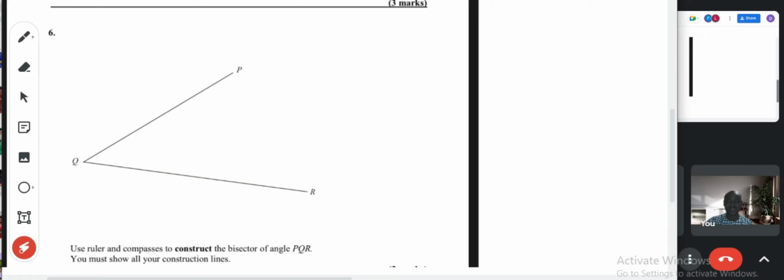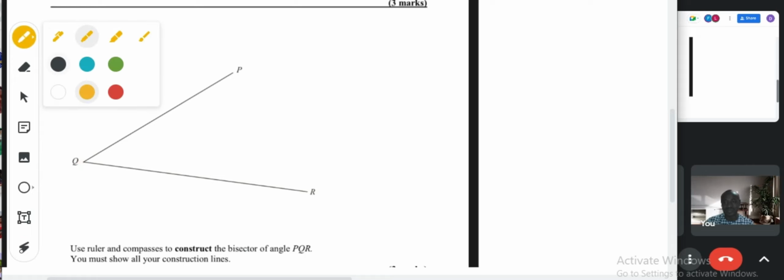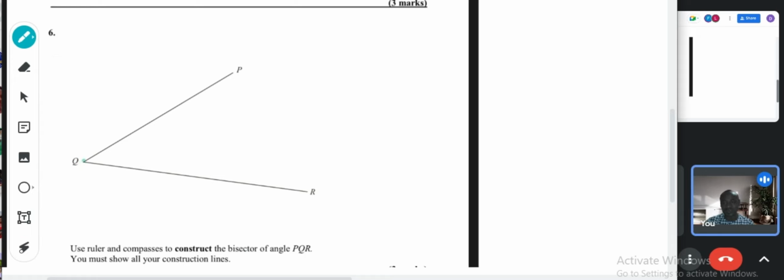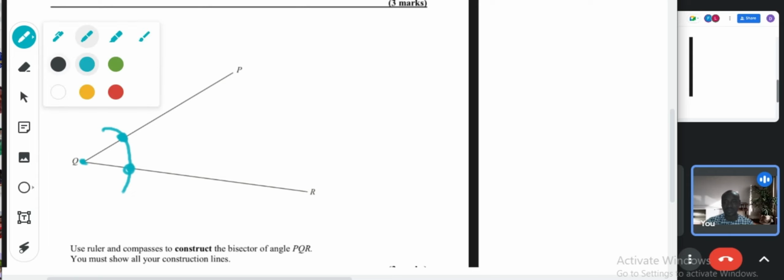Okay, draw an arc. You place at Q. First of all, place at Q and draw a small arc. Let me draw it again. And then mark these two points where the arc cuts the lines. I can call them points T and P, or R, or X, or P and Y.